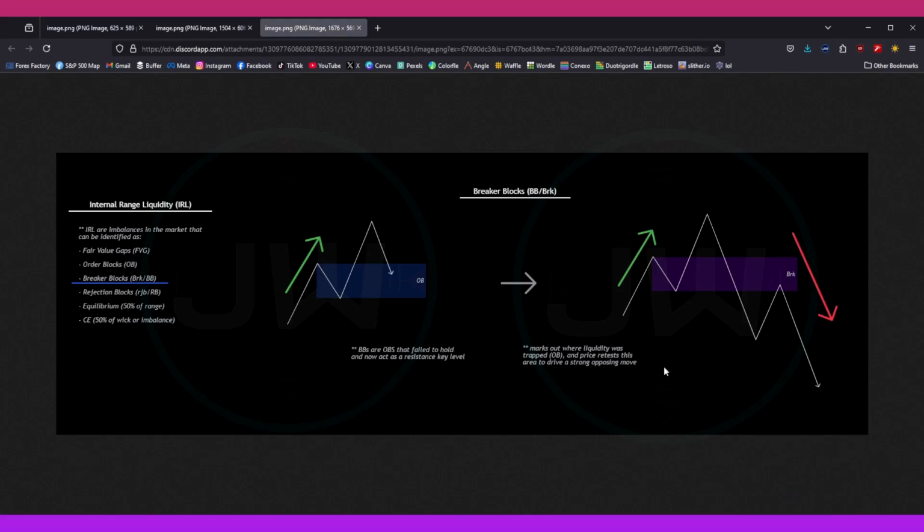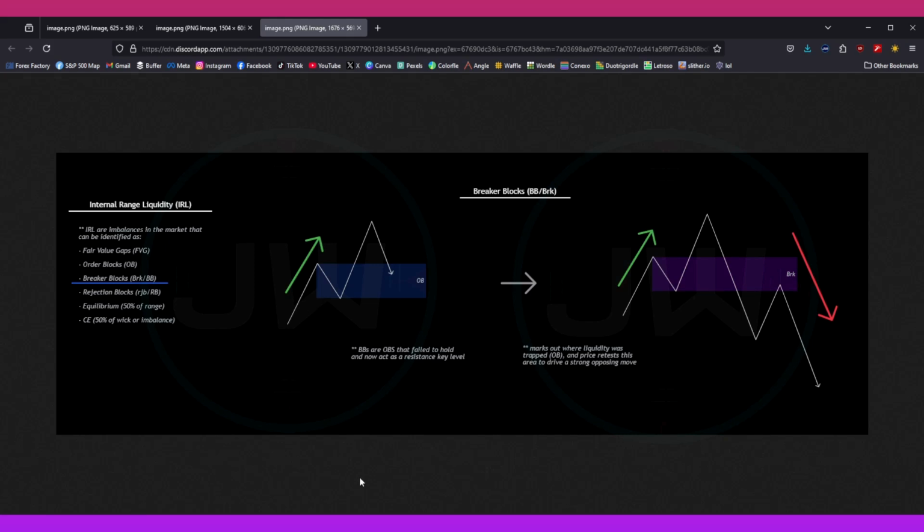So what breaker blocks are, they're essentially order blocks that fail to hold and now act as a resistance key level. So if you remember here how order blocks work, usually this is where our price would retrace and continue direction, but instead how breaker blocks work is the order block fails to hold, we shift market structure, and so price retests that breaker block as a resistance level, and so continues the new market structure.